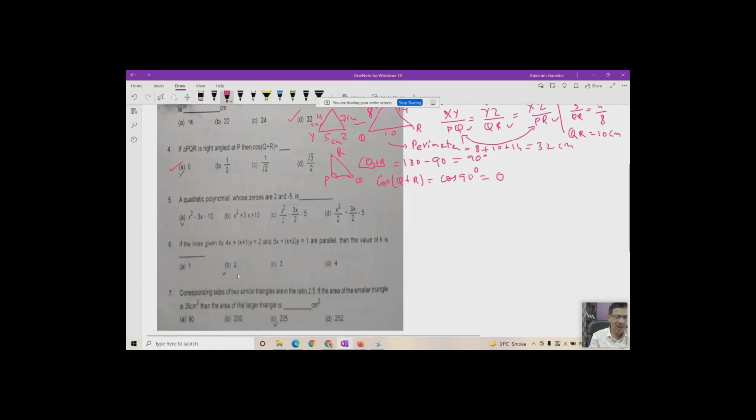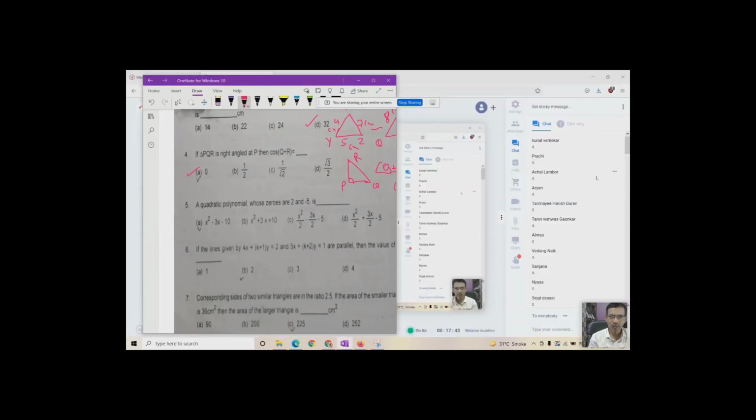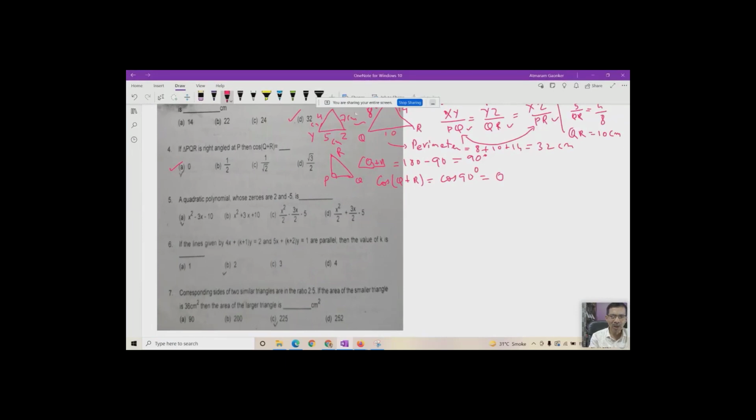The next question is question number 5. A quadratic polynomial whose zeros are 2 and minus 5 is. So please type your answer in the comment box. You can type option as A, B, C or D. Yes, D is the correct option. And now I will tell you how D has come. And those who know how to solve this, it will be a revision for them.